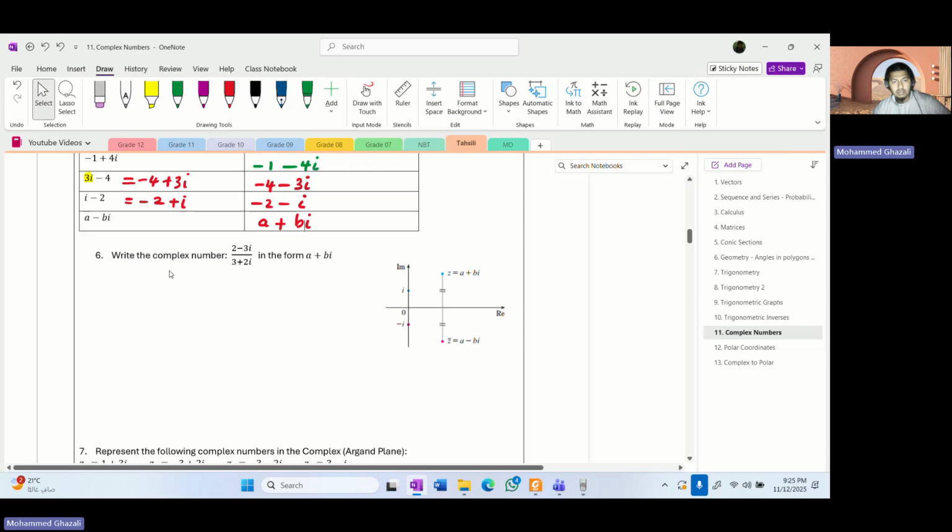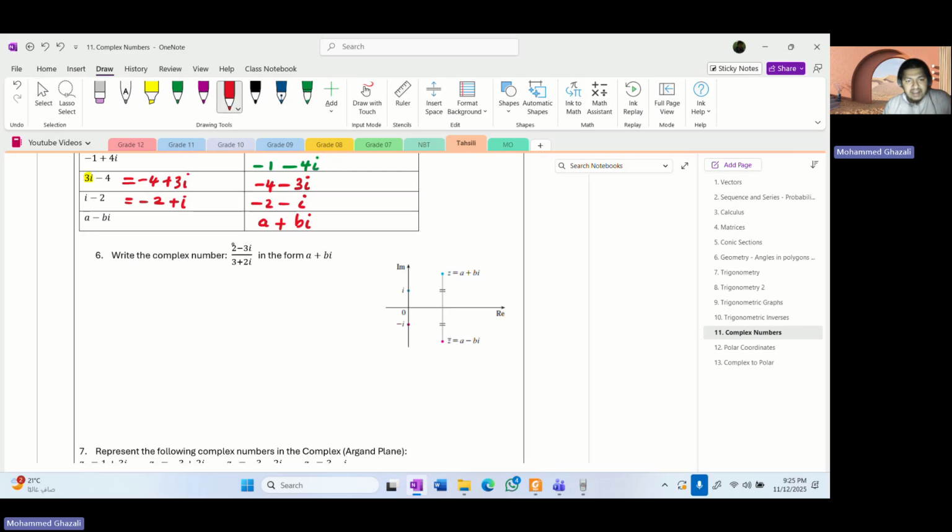Moving on to writing the complex number in the form a plus bi. So we want to write a fraction in the form a plus bi. So say we have 2 minus 3i divided by 3 plus 2i. We're going to multiply it by the conjugate. That's why we did conjugates before, to simplify complex numbers. So we're going to multiply by 3 minus 2i, the conjugate of the denominator, over 3 minus 2i. Whatever you multiply, remember that cancels out, that is 1. We're not changing the value of the fraction.